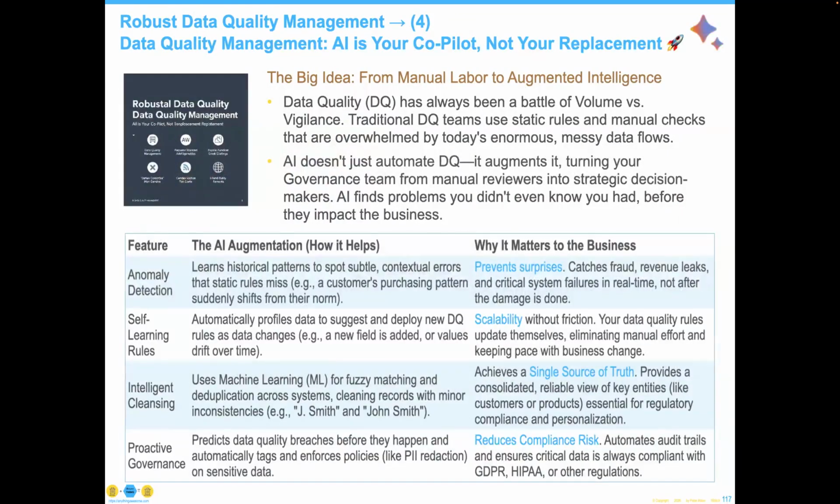Number 4, again, robust data quality management, right? Well, anomaly detection, self-learning rules, intelligent cleansing, proactive governance, all are parts of this. By the way, not all of these, of course, are going to apply to you. And so you want to make sure that you figure out what are the things that you learn. That's where that Notebook LM product can be helpful, because then it will start to learn as you learn. Hey, neat stuff here, right?